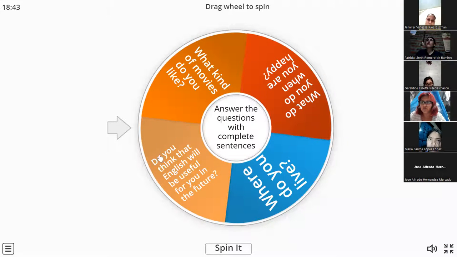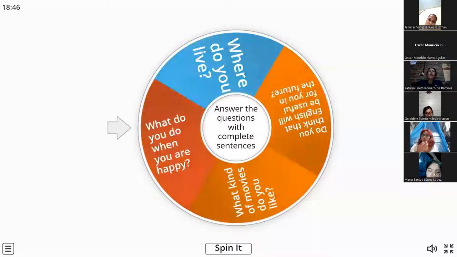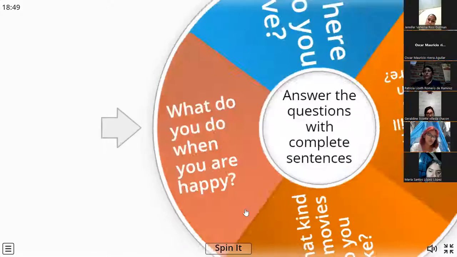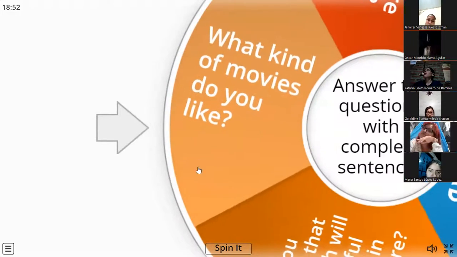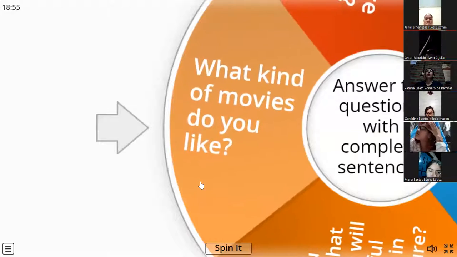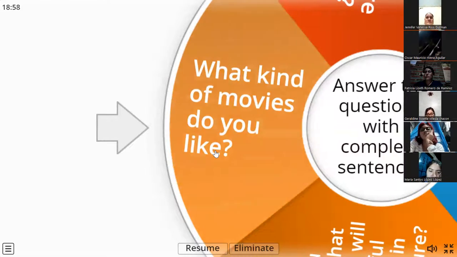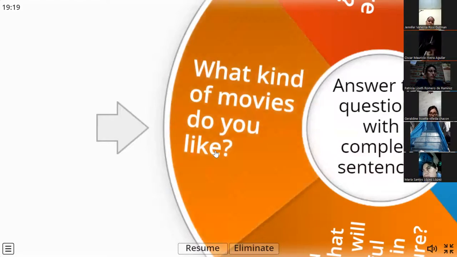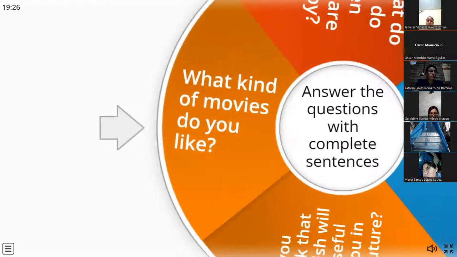Volunteers? ¿Alguien más que quiera participar? Okay, Oscar Mauricio. What kind of movies do you like, Oscar Mauricio? I like movies in the action, in the mystery, scary, funny, dangerous. Scary, funny, dangerous. No action, more. Okay. Good, very good. Thank you.